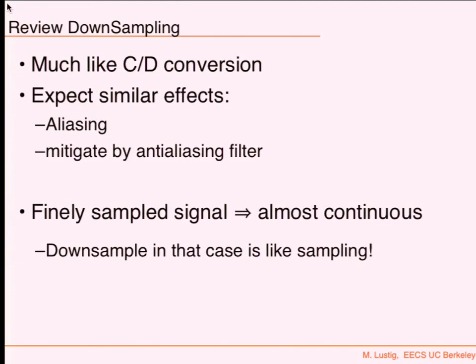Okay, just to review, what is downsampling? Downsampling, you can think of it much like a continuous to digital conversion. If you have a very finely sampled signal, it's like a continuous signal. When you downsample it, it's really like sampling it. So we should see the same effect as aliasing, and we need to mitigate this aliasing by using so-called anti-aliasing filters.